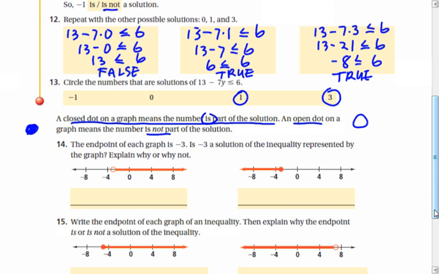So number 14, it says the endpoint of each graph is negative 3. So what they're saying is right here, that's negative 3. And we want to know, is negative 3 a solution of the inequality represented by the graph? Explain why or why not. So since it's an open dot, we're going to say no, it's not part of the solution. And the reason is because the dot is open.